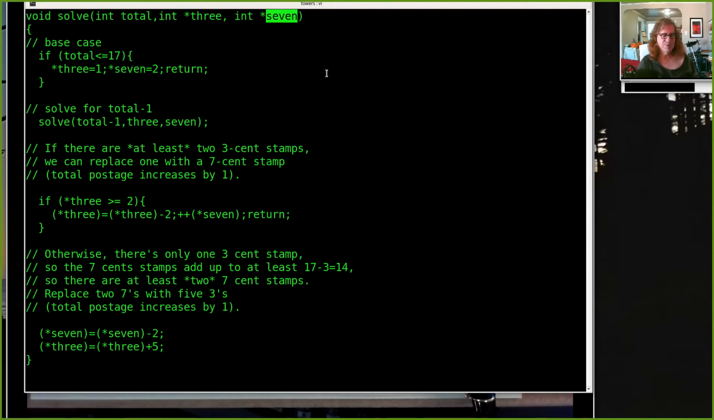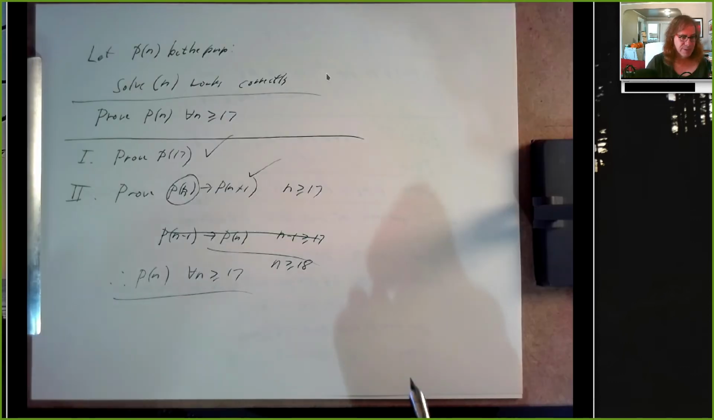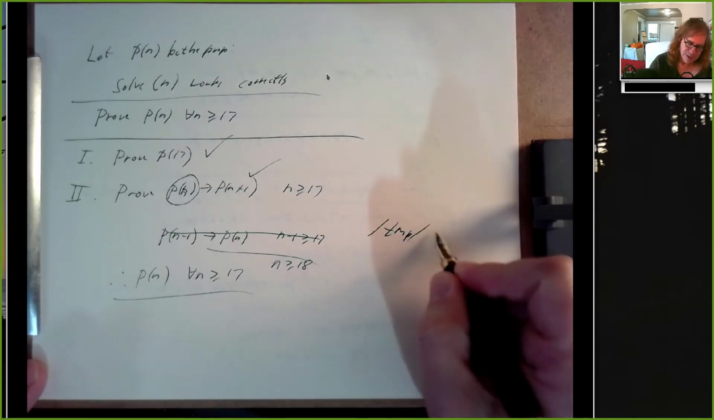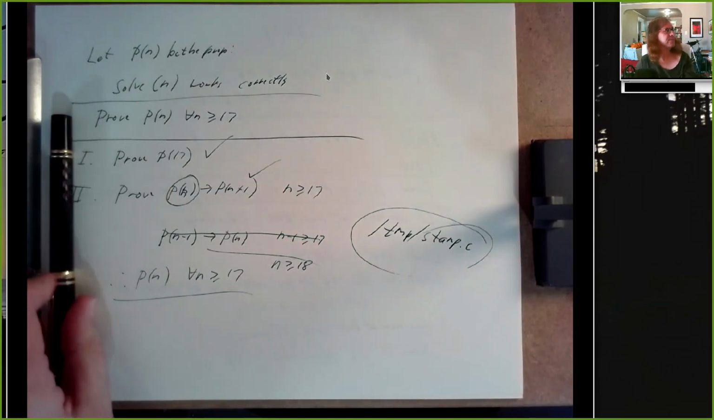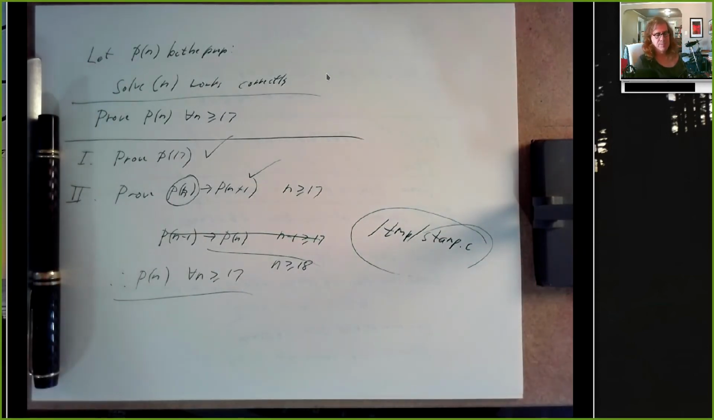Yeah, I can post this code somewhere. I'll post it in the 224 code area. There's a few people in here who aren't in 224. Actually, I'll tell you what, I'll post it on the Linux server, because everybody here has Linux server access. So I'll put it under /temp/stamp. And I'll also put it in the 224 area that you can get to from Canvas. I'm making myself a note.